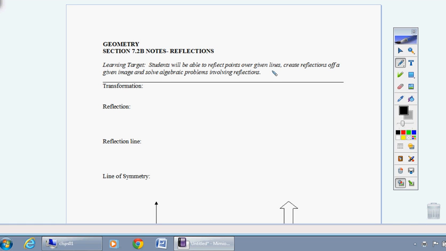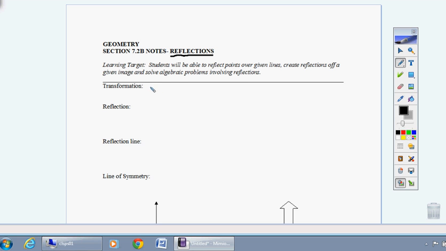Students, today we are going to be starting our unit on transformations. More specifically, we're going to talk about one specific type of transformation today, and that is reflections. Now before we do that, let's start back at the beginning, at what exactly a transformation is.